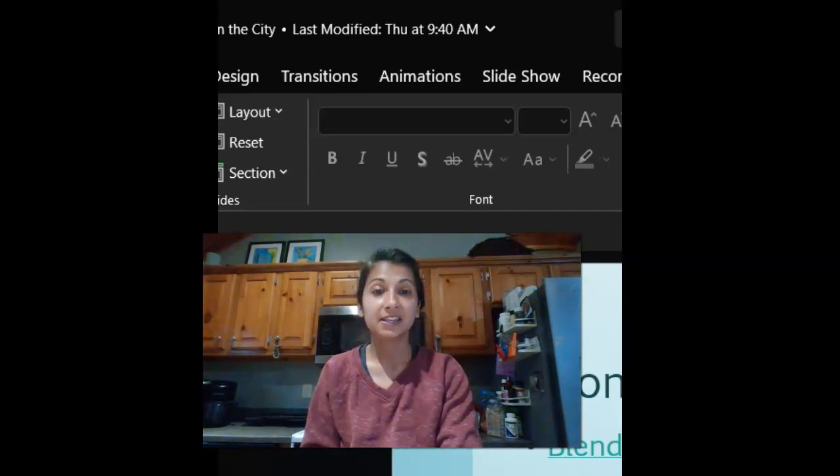Phonics activity. This is the GSE standard right here, and I found a blends spelling game. Know and apply grade level phonics and word analysis skills in decoding words.